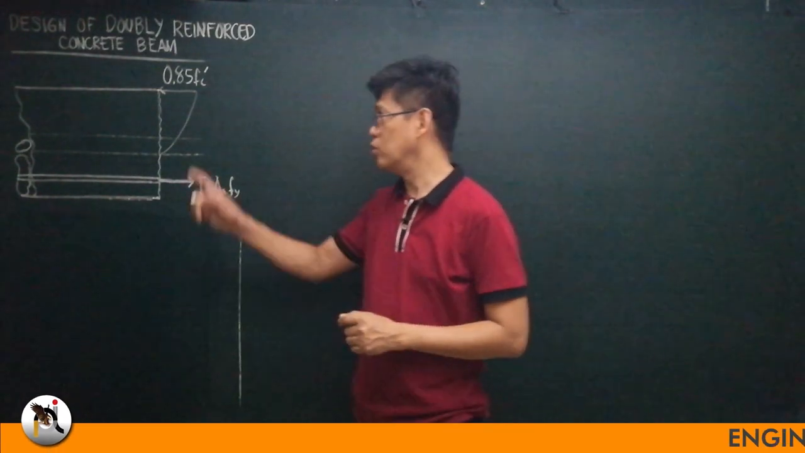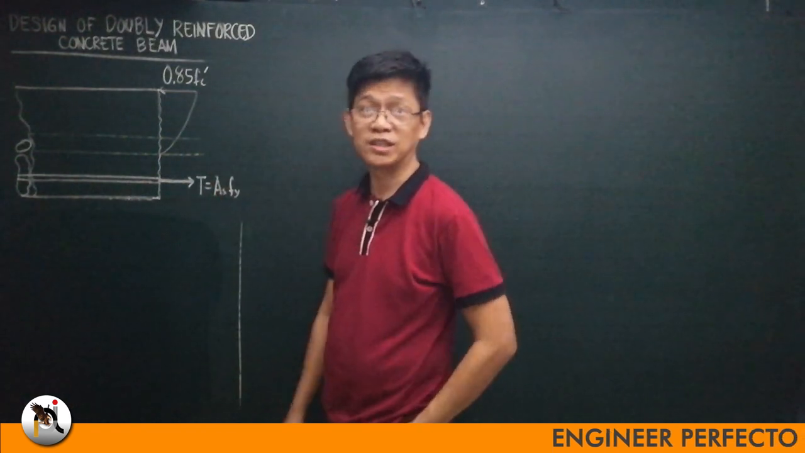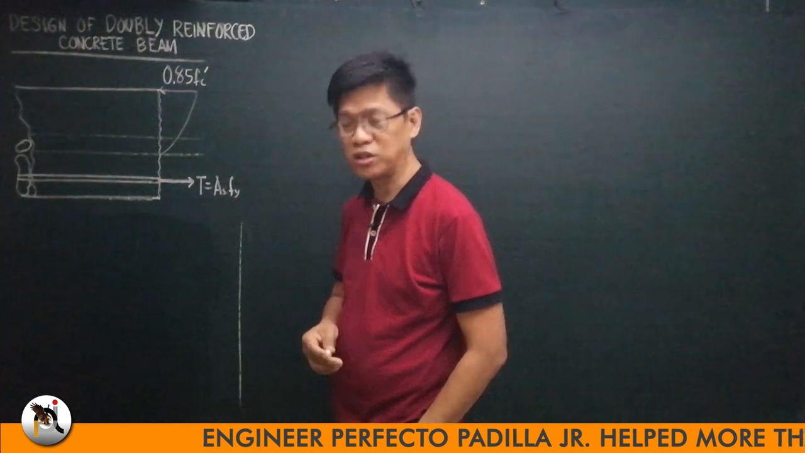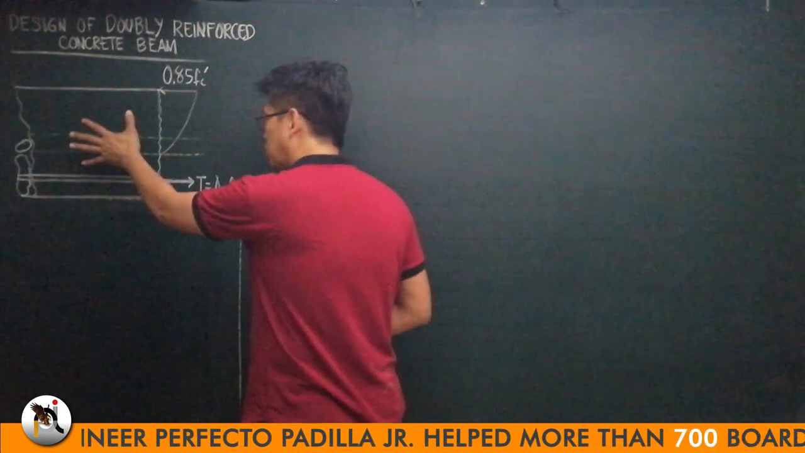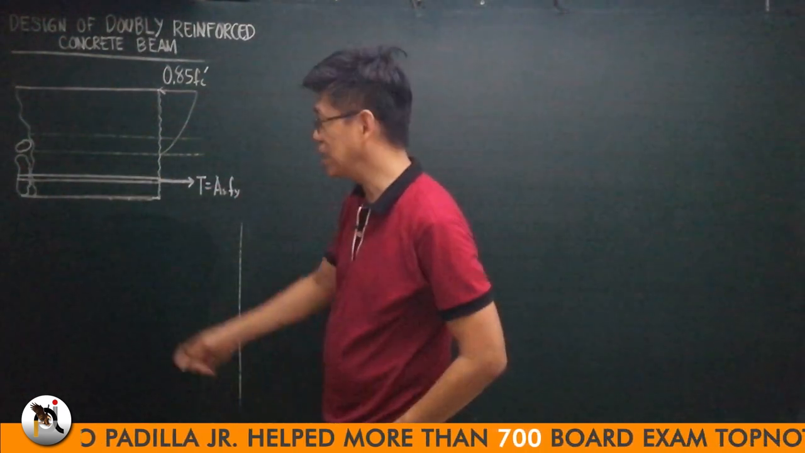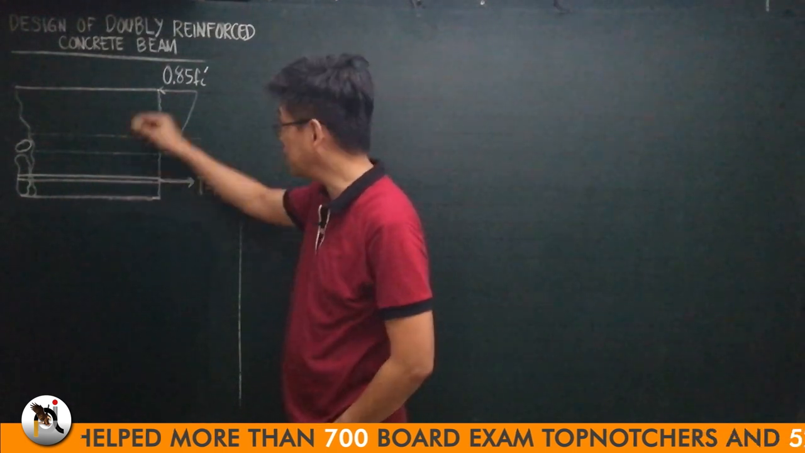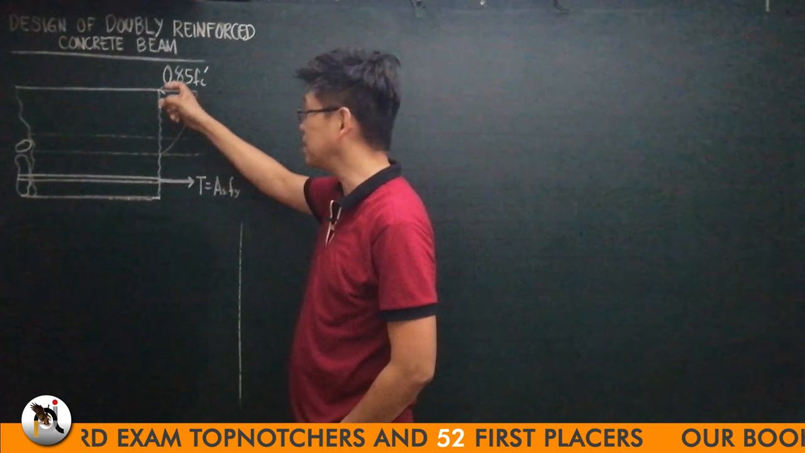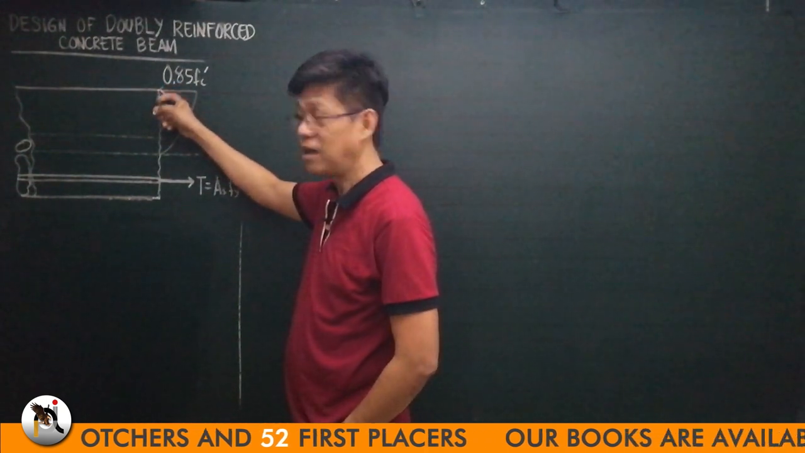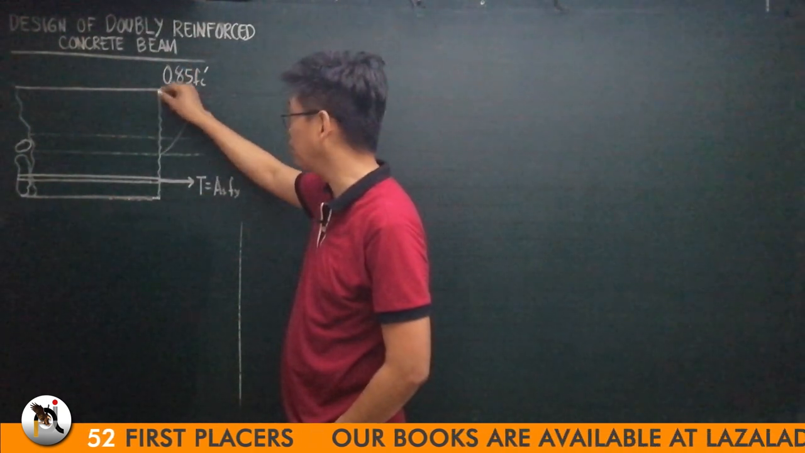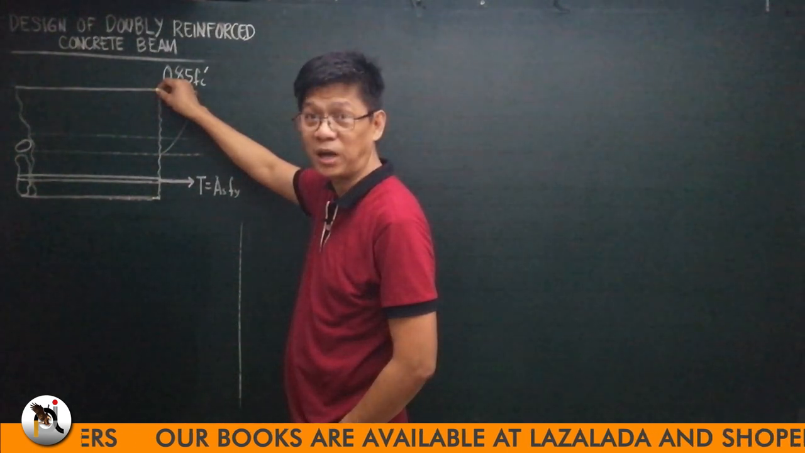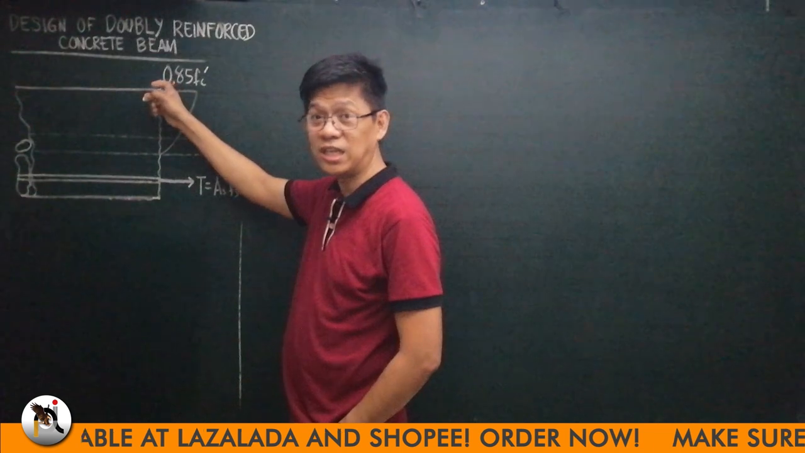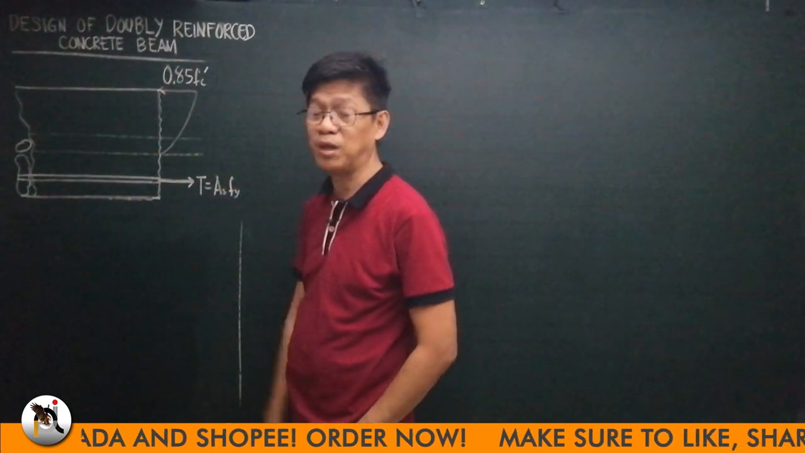Let us go to doubly reinforced concrete beam, the design of it. Now let us review basic concept. If this is your beam section, this is your rebar, and this is our stress diagram. Let us say that this is the stress. This is the first time when your concrete reaches its maximum strength or maximum stress, which is the yield point, which is 0.85 Fc prime.